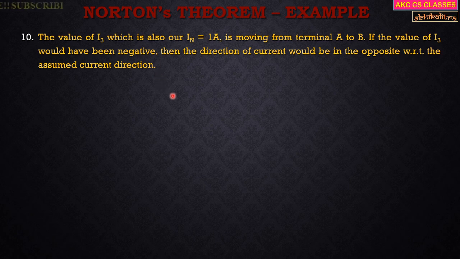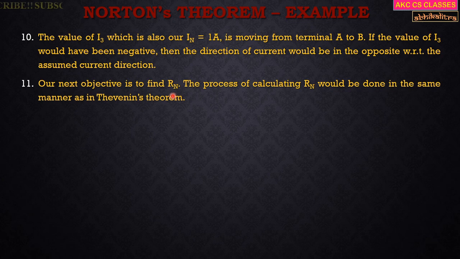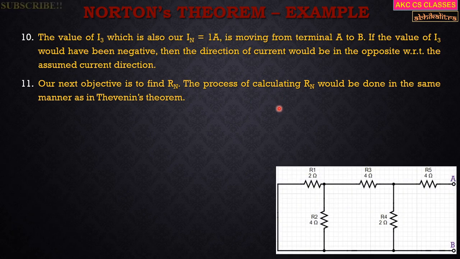So our next objective would be to calculate the equivalent resistance, which is given by Rn, and the process of calculating Rn is basically exactly the same as that of Thevenin's equivalent resistance calculation, right? So now again we will consider the circuit diagram. In this circuit diagram we are not short circuiting A and B. So while calculating the equivalent resistance, we will not short circuit A and B. Please keep this in mind. While calculating the current, we will be short circuiting A and B, but while calculating the equivalent resistance, we will keep the terminals open, right? The terminals A and B will not be short circuited.